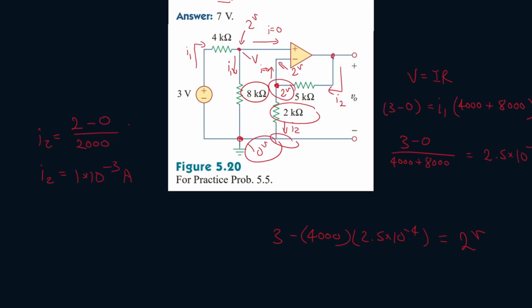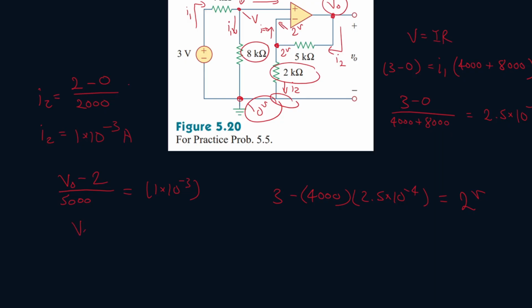And we know VO will be this region. So VO minus 2 all over 5000 ohms will also be equal to I2. So I2, recall, was 1 times 10 to the minus 3. So now we can just solve for VO. And we get 7 volts, and that's your answer.